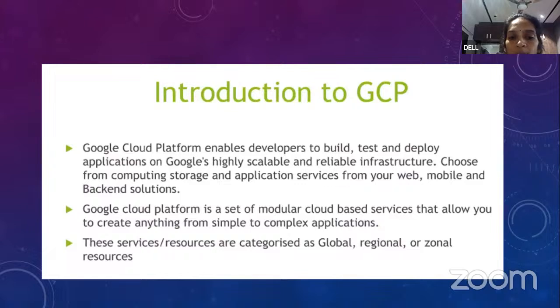Google Cloud Platform is a set of modular cloud-based services that allow creating anything from simple to complex applications. In Google Cloud, we can build a simple application as well as a complex application. We can add so many features and advantages, so many artificial intelligence services to our applications through Google Cloud. These service resources are categorized as global, regional, and zonal resources.